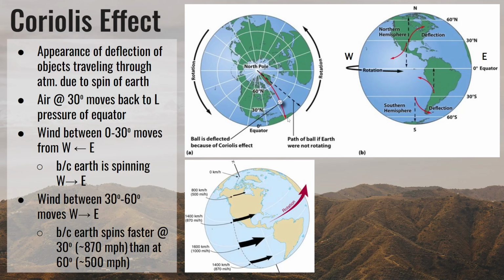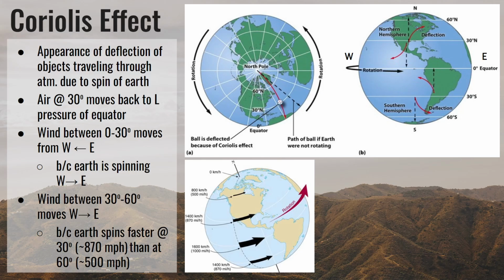Even though the ball was traveling on this trajectory, it's going to end up here to the left of where you aimed it because the ground beneath it, the Earth, is spinning. Now the same thing is true of the wind between 0 and 30 degrees. Since this air at 30 degrees is moving from a high pressure system back down to a low pressure system, it would flow directly south, or directly north in the southern hemisphere, but because Earth is spinning this direction, the wind from 30 to 0 is deflected the opposite direction. What we get is wind moving from east to west between 30 and 0 degrees.